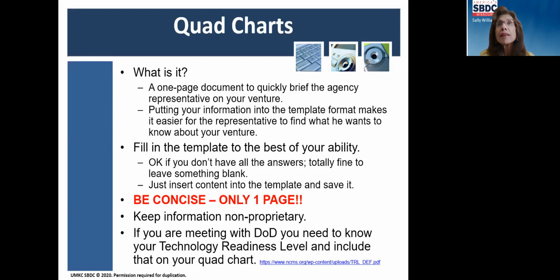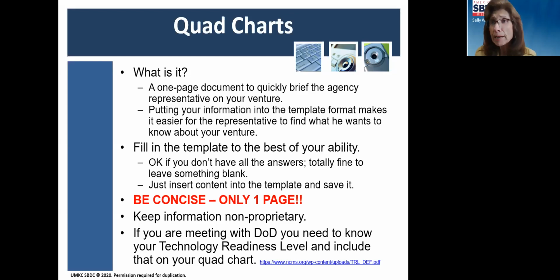So remember, they are looking at literally thousands of ideas. So if we can organize things in a similar way across all those ideas, then it makes it much easier for them to understand it. So that's why they ask that you use this template. Fill it in to the best of your ability. If you don't have all the answers, that's okay. It's totally fine to leave something blank.